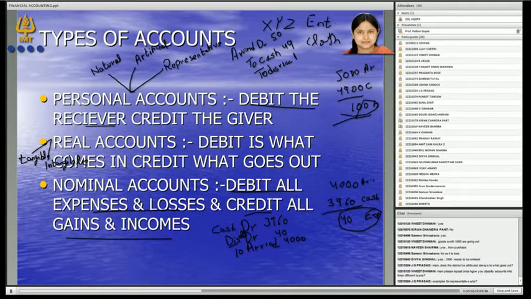Representative accounts, okay? You are having three partners. Ajit's capital account, Ajay's capital account, Aman's capital account. Instead of it, I can write partner's capital account. Partner's capital account becomes the representative of the three partners' accounts. Is that right? Clear with everyone?